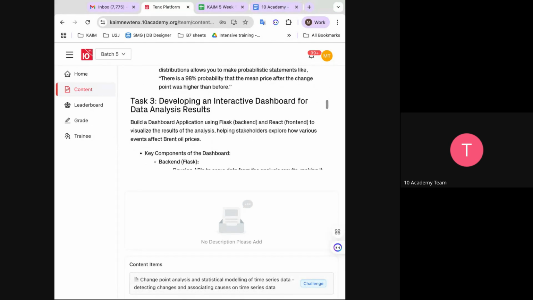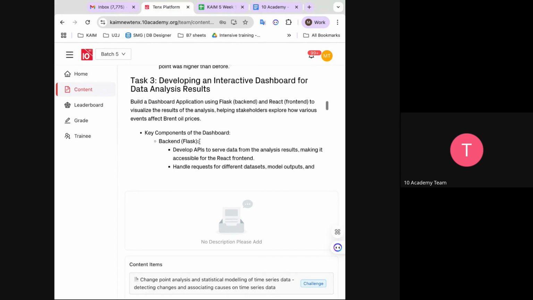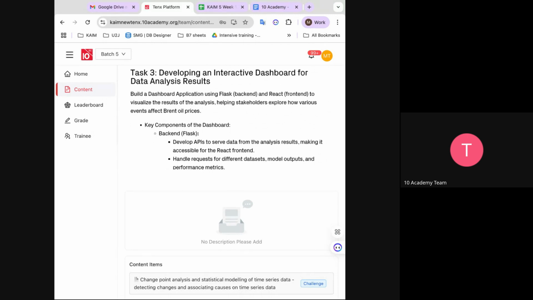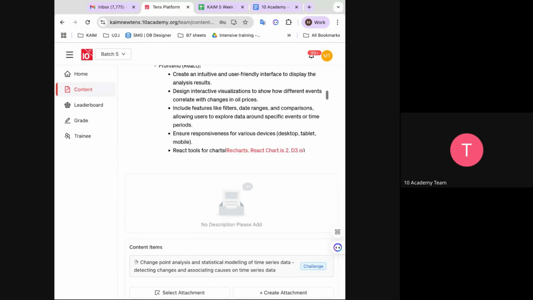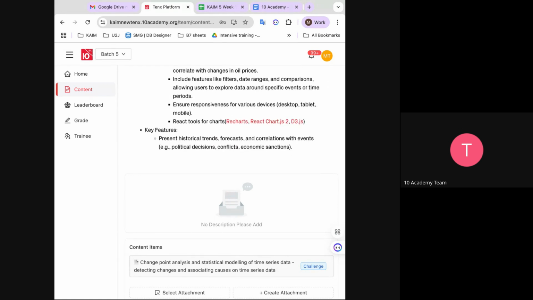The next task is developing the interactive dashboard for the data analysis results. We have selected the technology for you. You will use Flask as the backend and React as the front end, and you will show how this change comes from time to time and what the possible events are that cause this change. You can show this through graphs and descriptions.